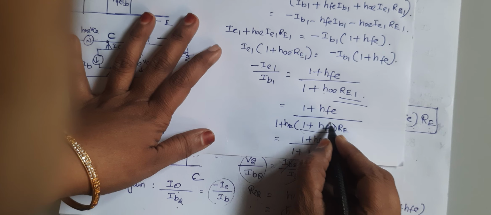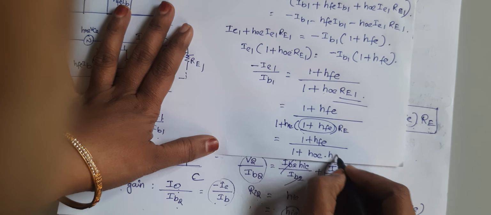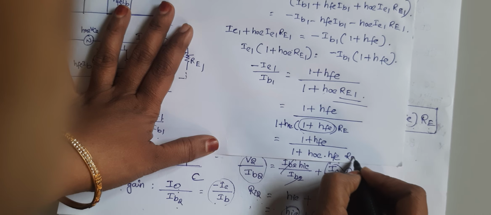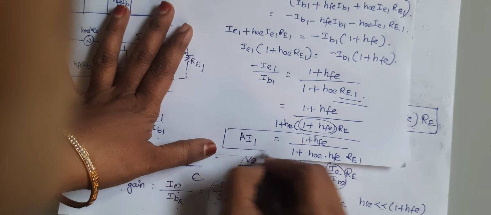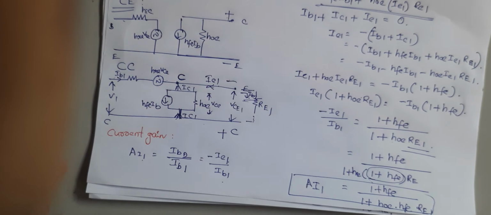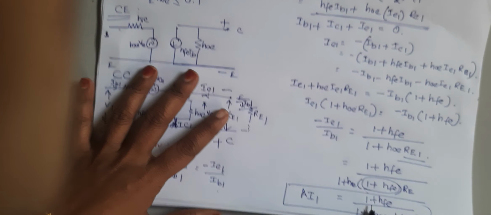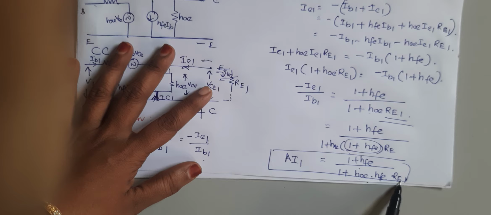Here HFE is far greater when compared with 1, so it is simply written as HFE into RE. So this is AI1. The current gain for the first stage, AI1, is equal to 1 plus HFE by 1 plus HOE HFE RE1. Okay.